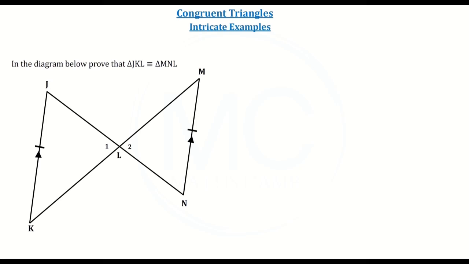In the diagram below, prove that triangle JKL is congruent to triangle MNL. Let's highlight triangle JKL in red and MNL in blue, and we can make a note of the 4 possible reasons for congruency. Once again, this diagram does not include any 90-degree angles, so we can take RHS out of our list of possible reasons.